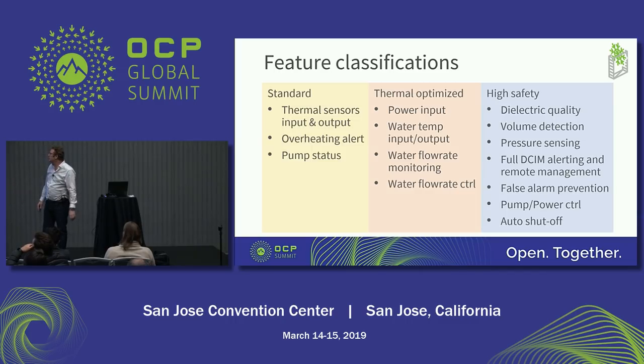Status, am I on, am I off? Really basic. Now, we define thermal optimized systems, which can monitor the power input if it applies, the water temperature input output. So the standard was related to the dielectric liquid, thermal optimized related to the facility liquid. So the water temperature is going to be changed to facility coolant temperature, input, output. Facility coolant flow rate monitoring, and also flow rate control, either with valves or by controlling a pump, whichever way, so you can manage the delta over an immersion system.